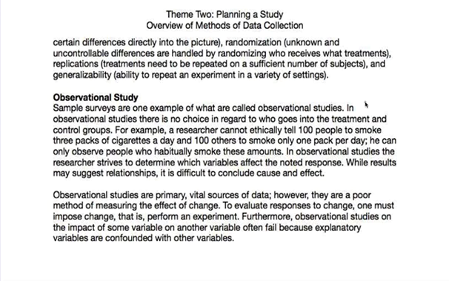So observational studies are vital sources of data. However, they are a poor method of measuring the effect of change because of that inability to conclude cause and effect. To evaluate responses to change, one must impose change, and that is to perform an experiment like we've been talking about. Furthermore, observational studies on the impact of some variables on another variable often fail because explanatory variables are confounded with other variables. Confounded means it's hard to tell if the result is from one particular treatment or by this other thing that lurks in the background.